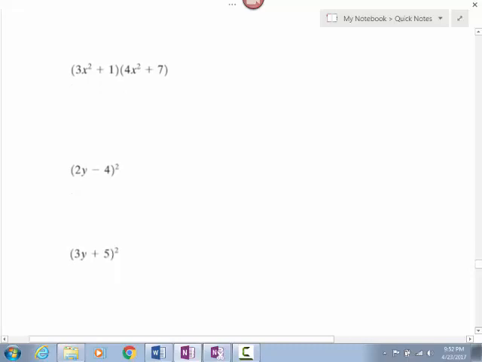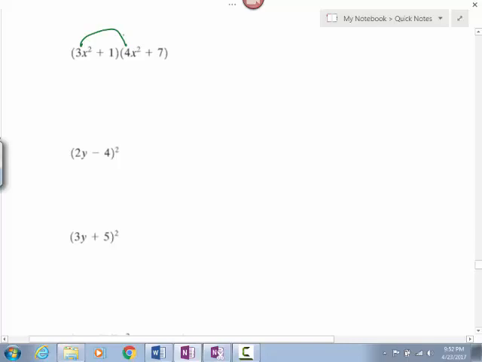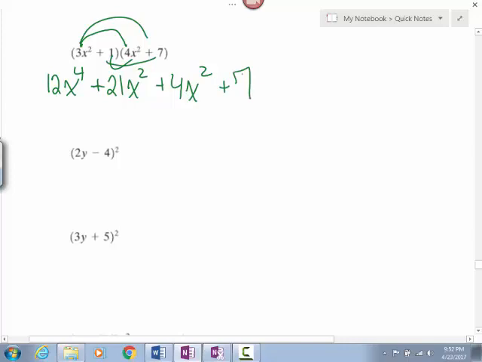So let's take a look at these next problems. Again, I'm still using my distributive property. So 3x squared times 4x squared should give us a 12x to the power 4. 3x squared times 7 is a 21x squared. Now 1 times 4x squared is just 4x squared. And 1 times 7 is just 7. So again, now we can go ahead and combine those two. So we have our 12x to the fourth plus 25x squared plus 7.